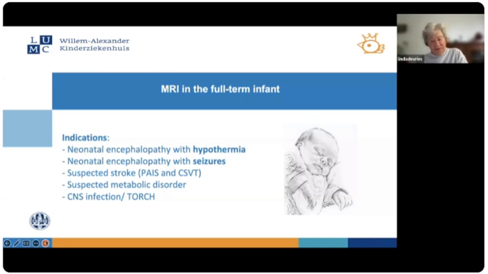Babies with seizures, it's always worthwhile to do an MRI, even if they're not being cooled. And in 90% of the MRIs, we will identify the cause for the seizures in this baby. And then if we suspect a stroke, either an arterial ischemic stroke or a sinovenous thrombosis, it's very important to do an MRI as well. And for a suspected metabolic disorder or a CNS infection or a congenital infection, it's also important to consider doing an MRI.